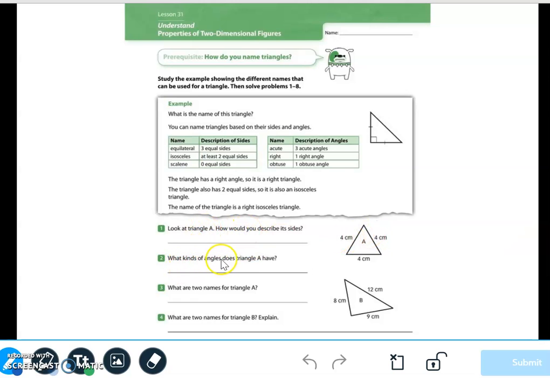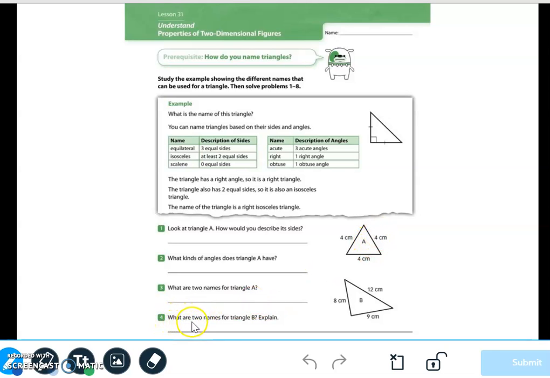2 says, what kind of angles does triangle A have? So what type of angles? If I know they all have the same lengths on sides, what type of angles would they have? 3 says, what are the 2 names of triangle A? What can we call it according to its angles as well as its sides?